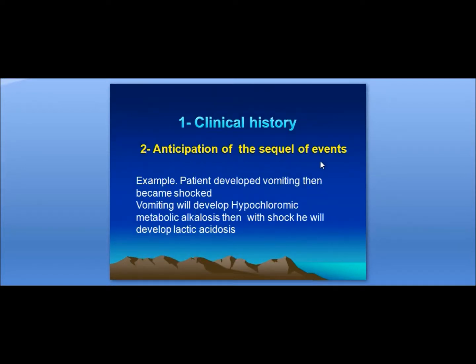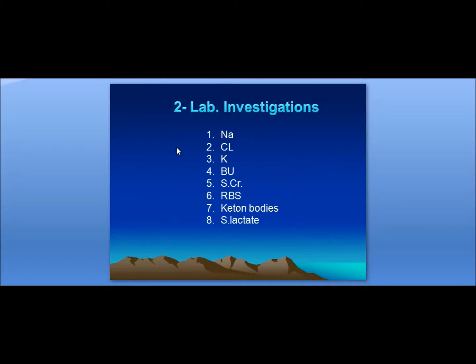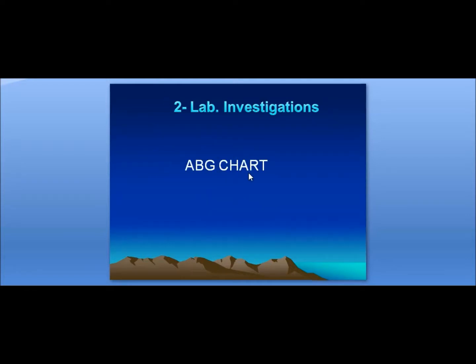Anticipation of the sequelae of events, like what? If the patient develops vomiting, then becomes shocked, vomiting will develop hypochloremic metabolic alkalosis, then shock will develop high anion gap metabolic acidosis. For lab investigations you should study sodium, chloride, potassium, BUN, serum creatinine, random blood sugar, ketone bodies, and serum lactate. Then come to the ABG chart to study the values.